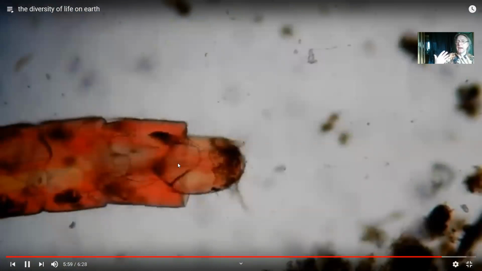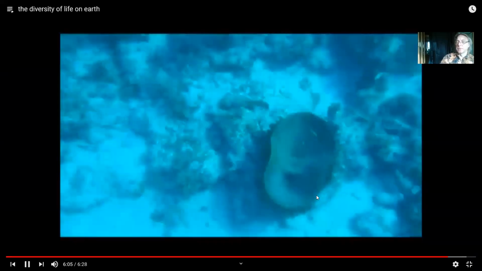Some lack tissues. They're so simple. Some have tissues but no organs. Some are microscopic, as in the microscopic nematode worms. So here's a microscopic nematode worm. There is this amazing diversity of life on Earth. So how do we learn about this?